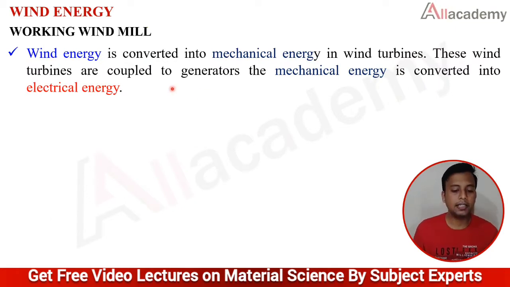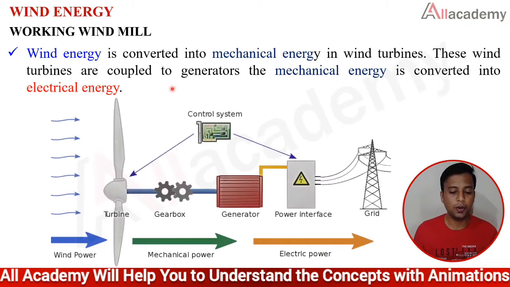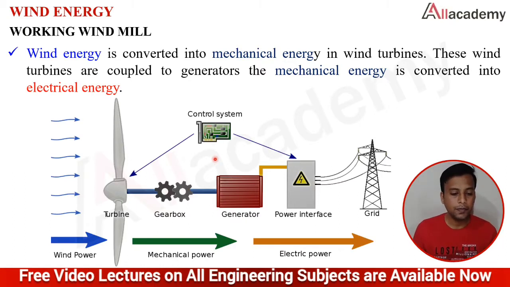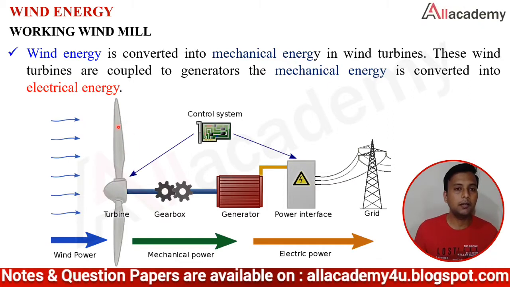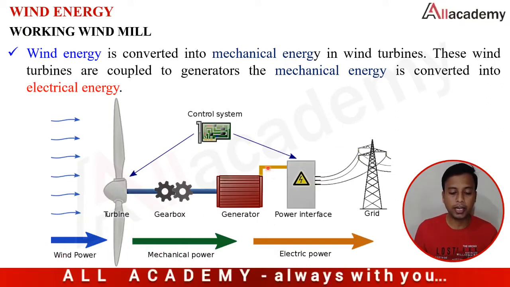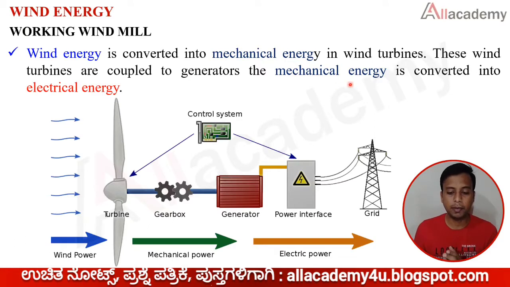Now the wind energy is first converted into mechanical energy. This figure shows you the complete working of the windmill. Initially the air blowing on these turbine blades makes them rotate, and this wind energy is converted into mechanical energy. This wind power is converted into mechanical energy in the gearbox and the generator, and these turbines are coupled to the generator.